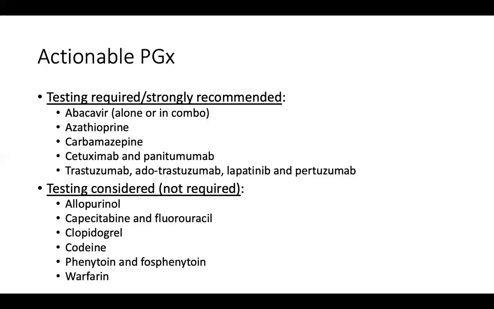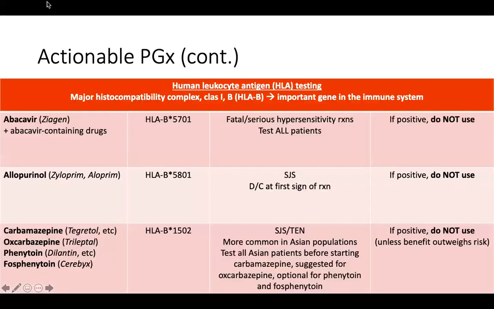So actionable pharmacogenomics. The testing that is required or strongly recommended is definitely in abacavir, azathioprine, carbamazepine, cetuximab, and panitumumab. Wow, that's a mouthful. And then trastuzumab, ado-trastuzumab, lapatinib, and pertuzumab. And then testing considered but not required is in the other ones listed here. So especially in codeine, because that's one of those prodrugs, can cause a toxicity or no pain control. And we're going to go into that a little bit more now.